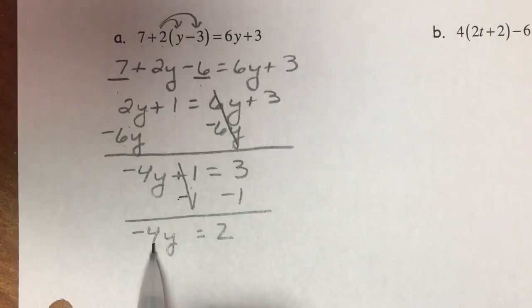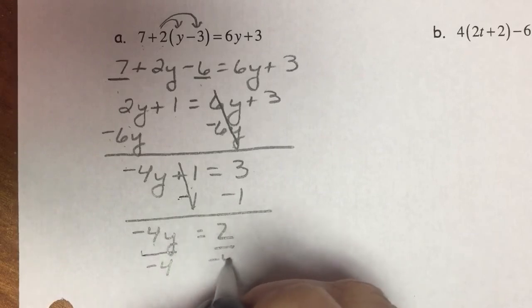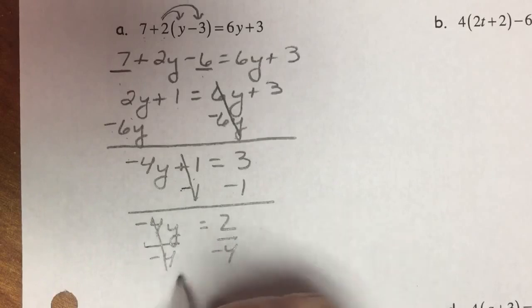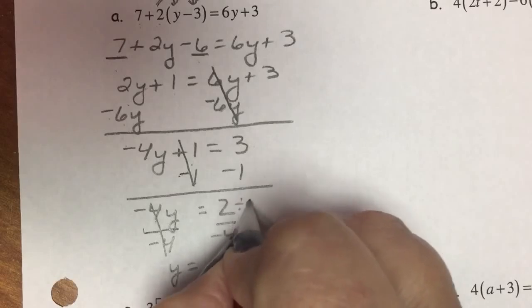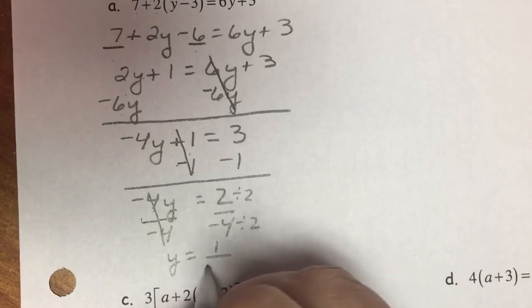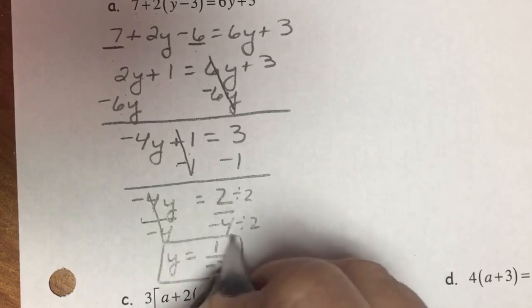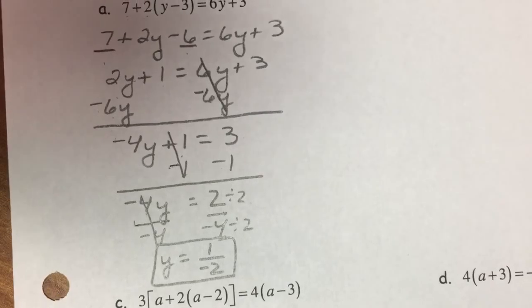The y is now being multiplied by negative 4. I want to undo that multiplication by dividing both sides by negative 4. Cancel. Y is equal to, make sure you reduce this fraction. The top and the bottom are both divisible by 2. So 2 divided by 2 is 1 over negative 2. And remember, it doesn't matter where that negative sign is. It can be on the top, or it can be bottom, or it can be out in front. It doesn't matter. There we go.